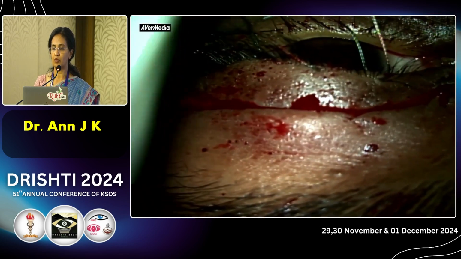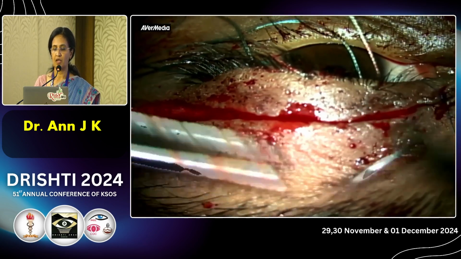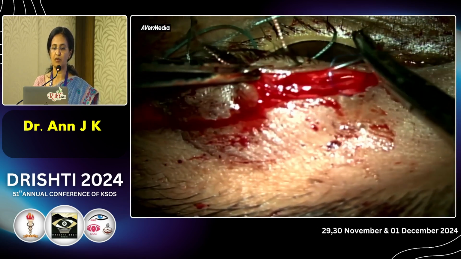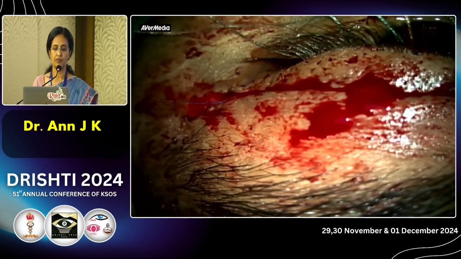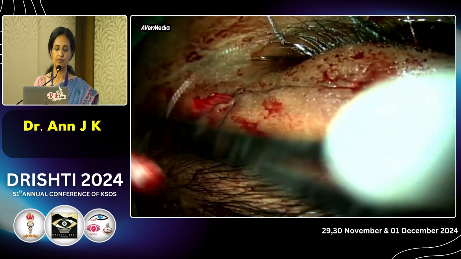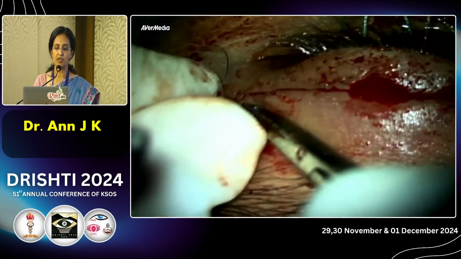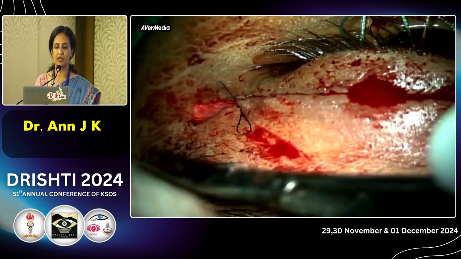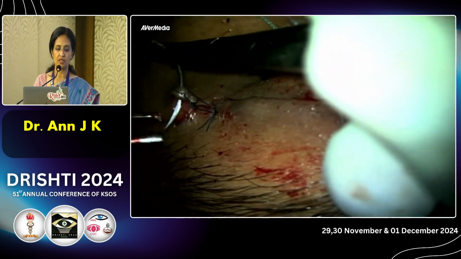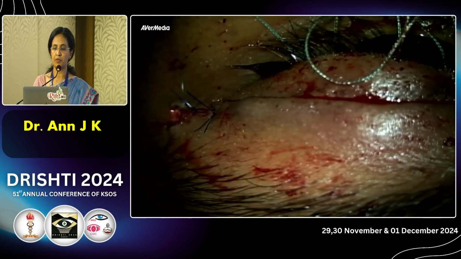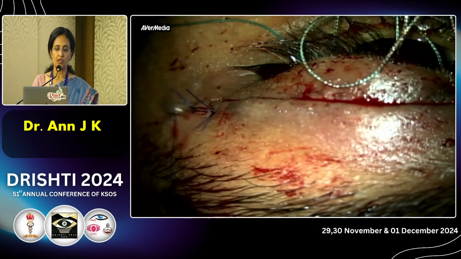Again, Prolene sutures are used for this. Continuous subcutaneous sutures are placed till you reach the angulation of the blepharoplasty incision. For the remaining part, we are using interrupted sutures. And nowadays, we are not putting closed sutures. We are putting a lot of ointment for lubrication, and we will use an eye shield.